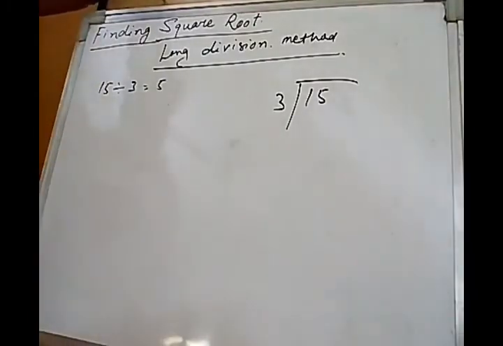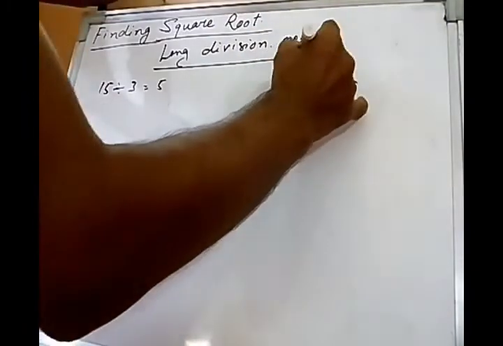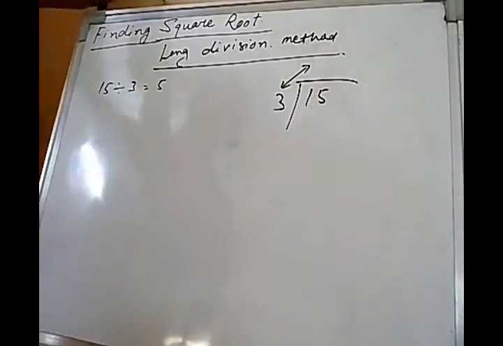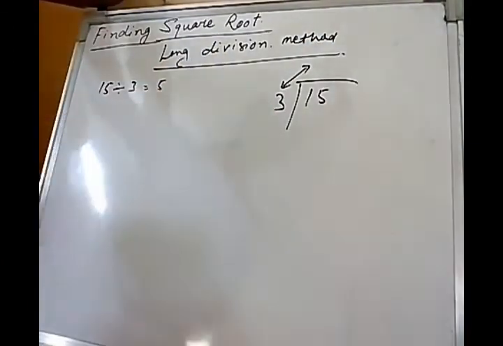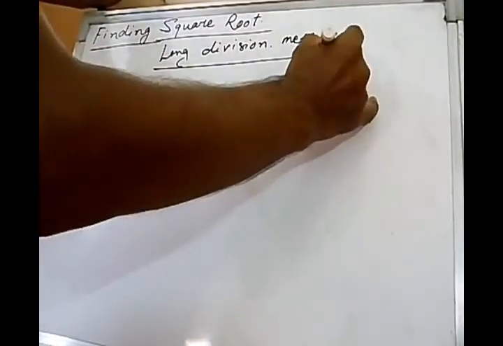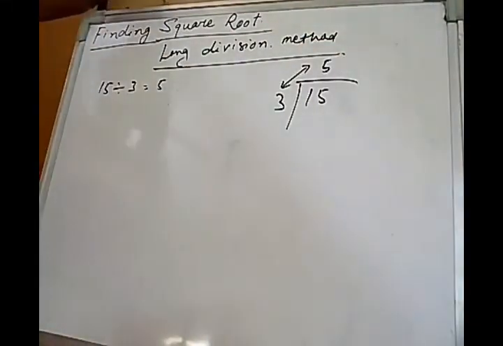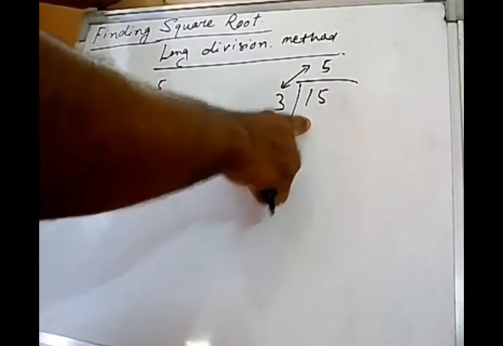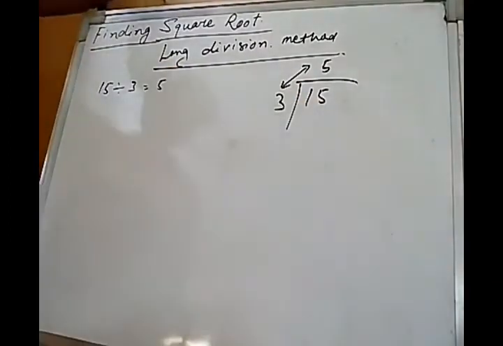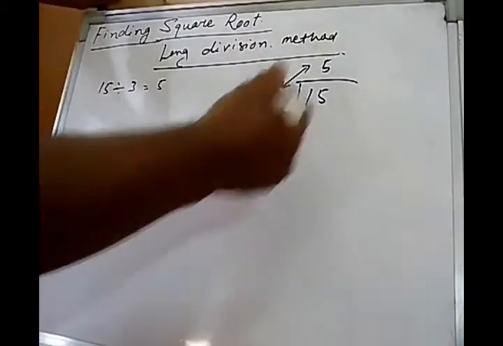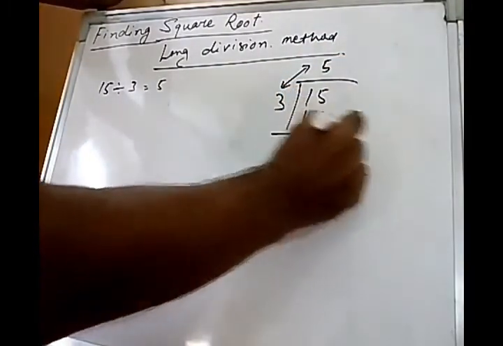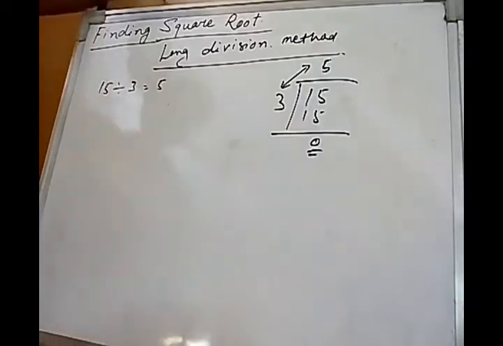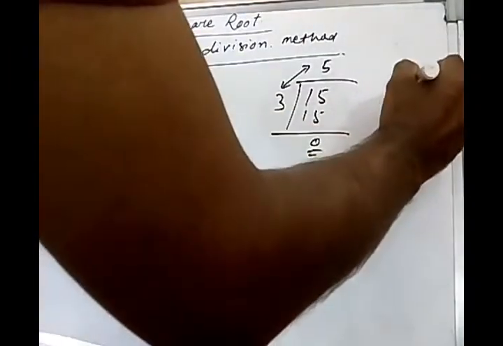So for that, what we are doing, we are multiplying in reverse to get 15. So which number will I multiply with 3 to get 15? That is 5. If it is not getting 15, then I will take the biggest number smaller than 15, and I will get the remainder. 3 5s are 15, so the remainder is what? 0.